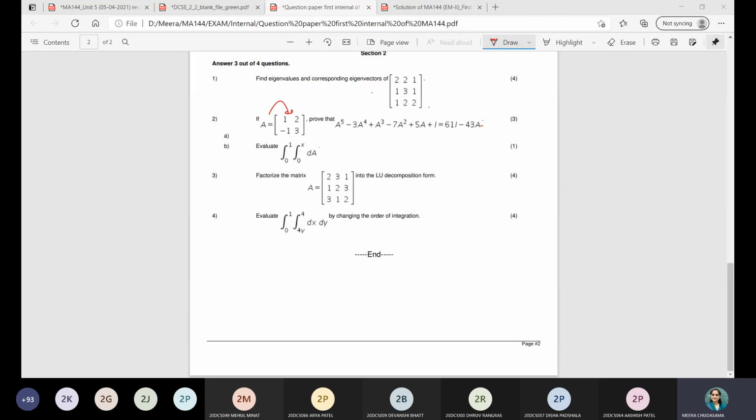Any one of you having doubt regarding the solution of this question paper? Please unmute yourself and raise your query. Otherwise, I can stop here. Any question?